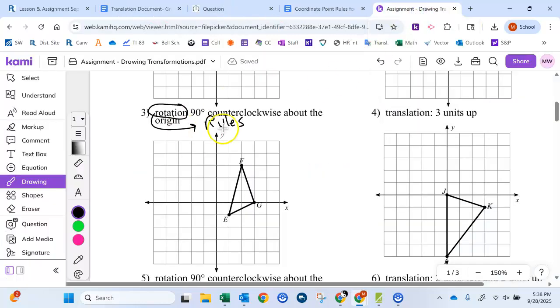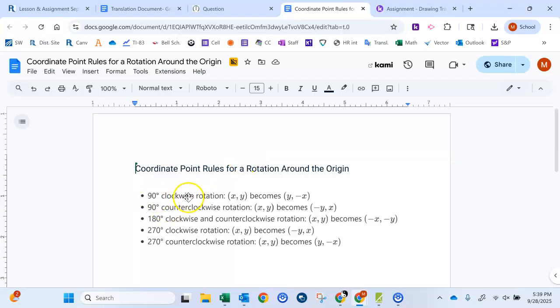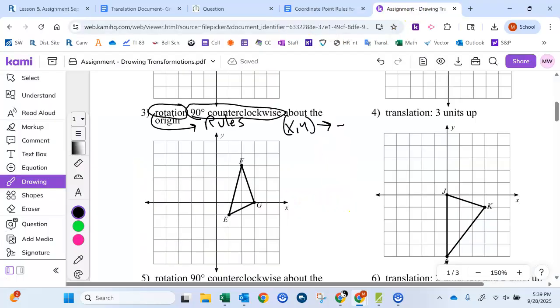Okay, so what are we doing? Remember, 90 degrees counterclockwise, there's different rotations. So what do we do if it's 90 degrees counterclockwise? What happens to the X and the Y? What does that become? I'll go over here for 90-degree counterclockwise. So that's going to be the second one right here. So (x, y) becomes (negative y, x).